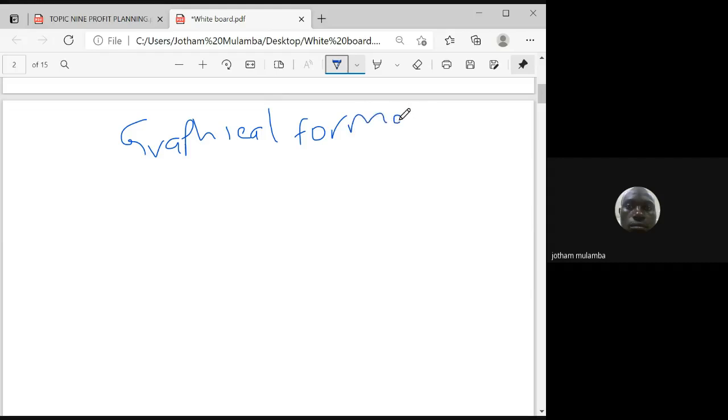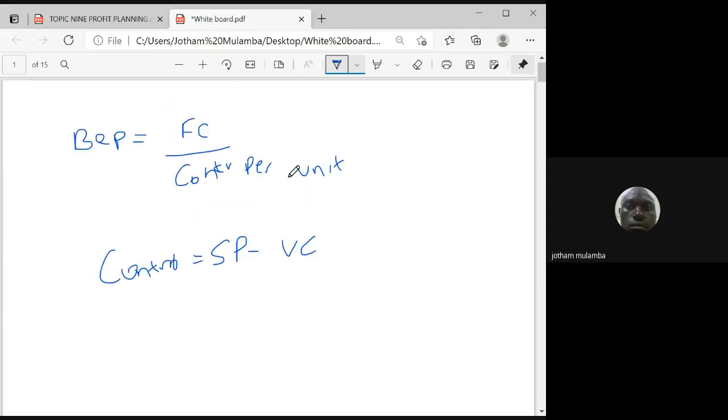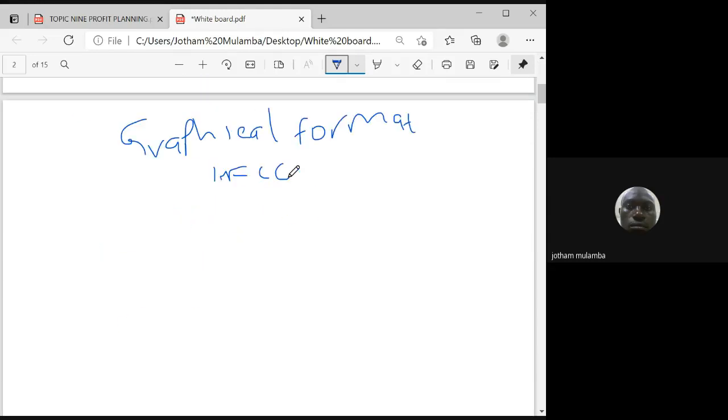That means we are going to draw a graph. As you draw the graph, there are three curves that will be covered. First curve will be the fixed cost curve. Remember, in our formula of break-even point we have fixed cost, so using graphical format we still come up with the fixed cost curve. Then curve number 2 will be, sorry, not variable, the total cost curve.